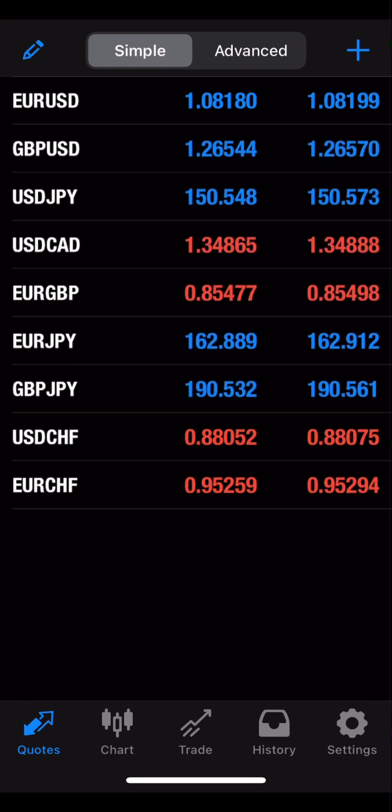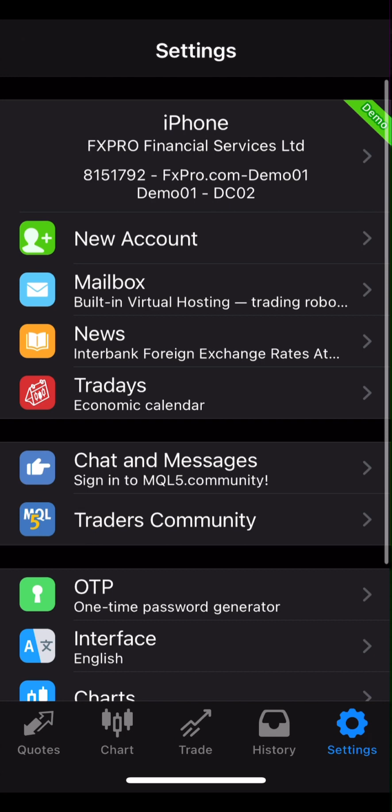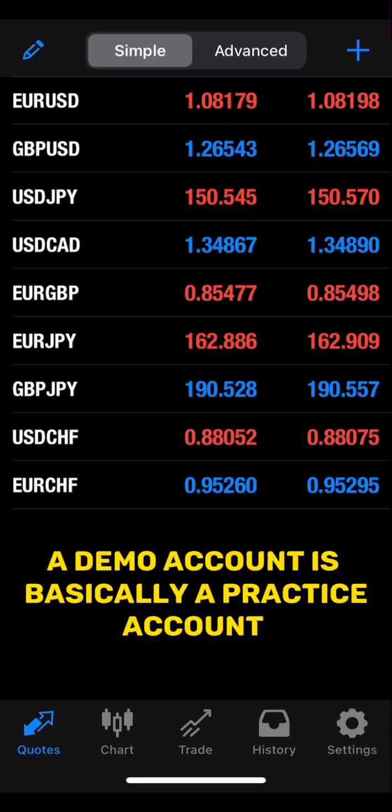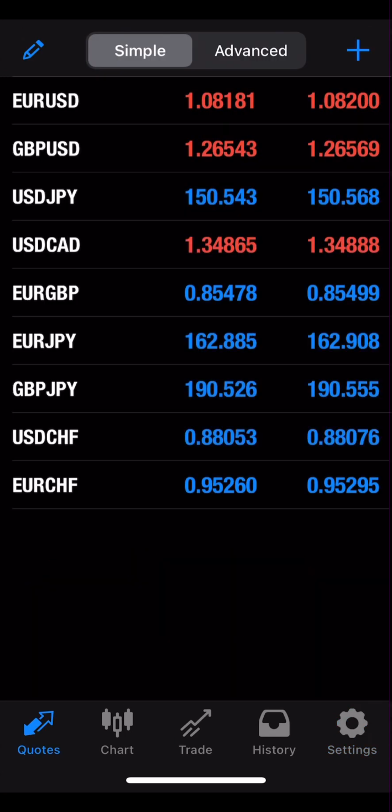Now, let's get into MetaTrader. So this is MetaTrader. As you can see, this is a demo account on MetaTrader. A demo account is basically a practice account. That is what you use as a beginner to trade. Well, not to trade, but to practice your strategy till you perfect it and you feel you are ready to go into the real market. Once you feel you're ready and you've perfected your strategy, then you can move on to a real account, right?